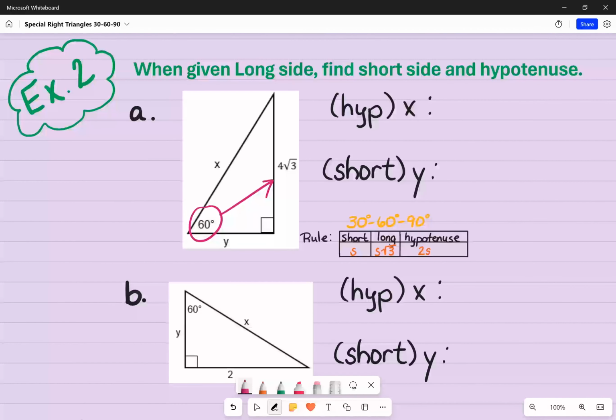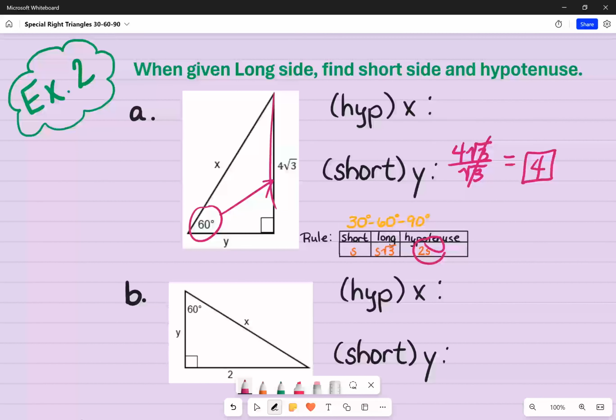And what side is across from it, it correlates with my long side. So I'm given that the long side is 4 root 3, but I want to find the short side. If I'm going from long to short, then I'm going to divide. So I have 4 root 3. What do I want to divide by? I want to divide by what's in my rule, which is root 3. Well, I see on the top I have root 3, and on the bottom I also have root 3. So if I get rid of that, I'm simply left with 4.